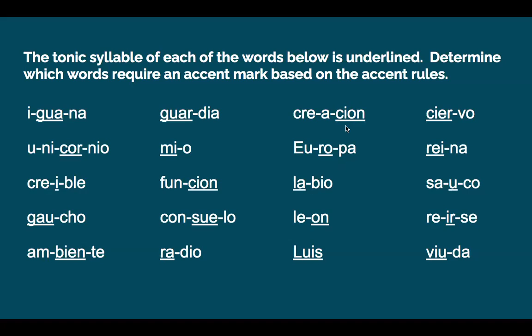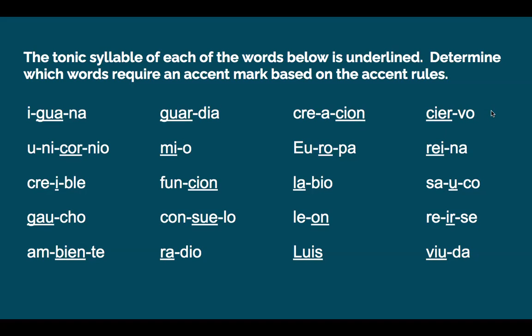Okay. So let's then go to the category of the word, which is aguda, because it's stressed on the last syllable. Looking at the last letter, we see that it is an N. Words that are aguda, that end in a vowel, N, or S, must be accented. So we must put an accent on this syllable, but we certainly cannot accent the weak vowel because that would separate the I from the O into separate syllables. So the accent must go over the O. Okay.